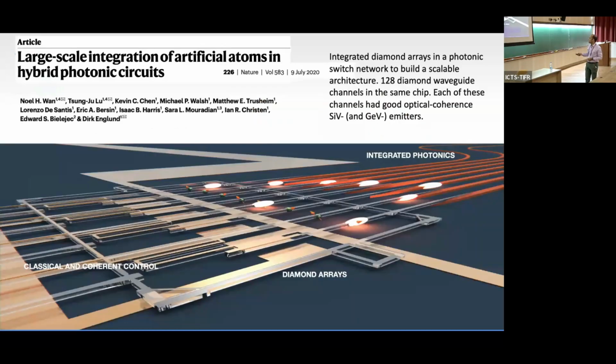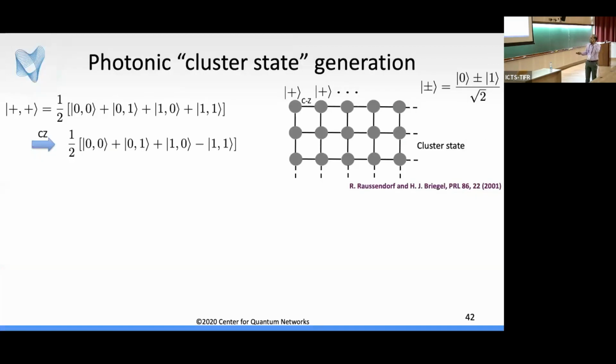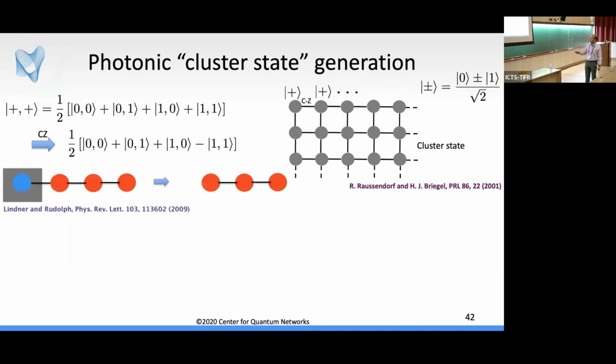My colleague Dirk Englund's group has pioneered some of the large scale integration work of these artificial atoms in photonic circuits. Dirk and I are collaborating right now on generating these waveguide coupled color center systems to generate many qubit entanglement, which we want to use for fault tolerant quantum repeaters for long distance entanglement distribution, for example.